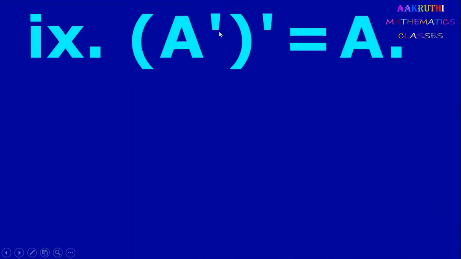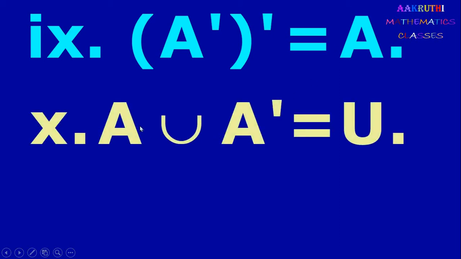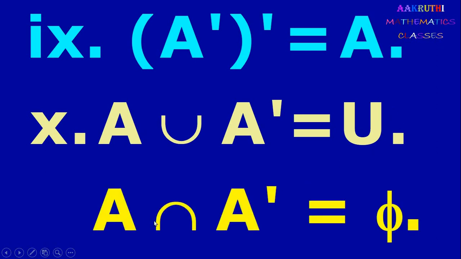Next it is A dash whole dash equal to A only. That is, when we take the complement two times, you will get the same set. Then it is A union A dash. You take the union of A and the other elements which are not in A. When we take A union A dash, we get the universal set. But A intersection A dash is always the empty set. A dash means other than A, so there is no common element in A and A dash. Therefore A intersection A dash is always the empty set.